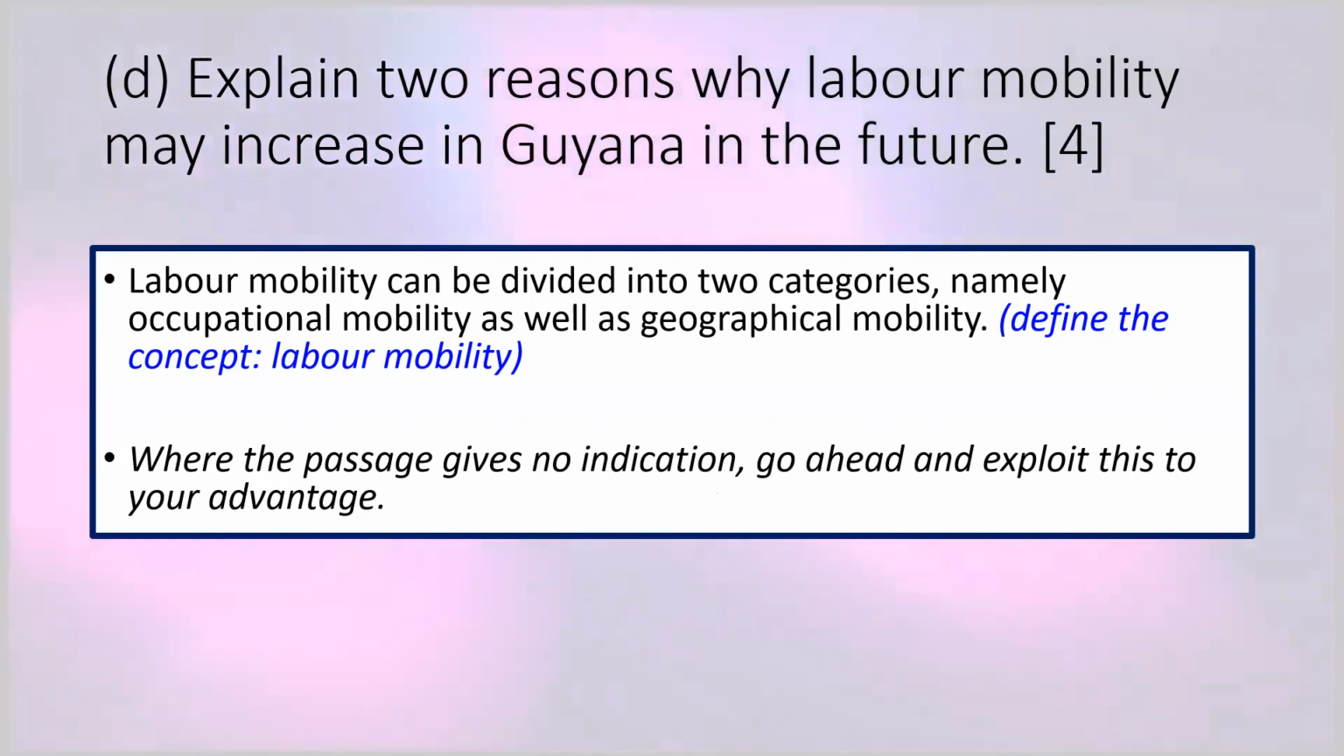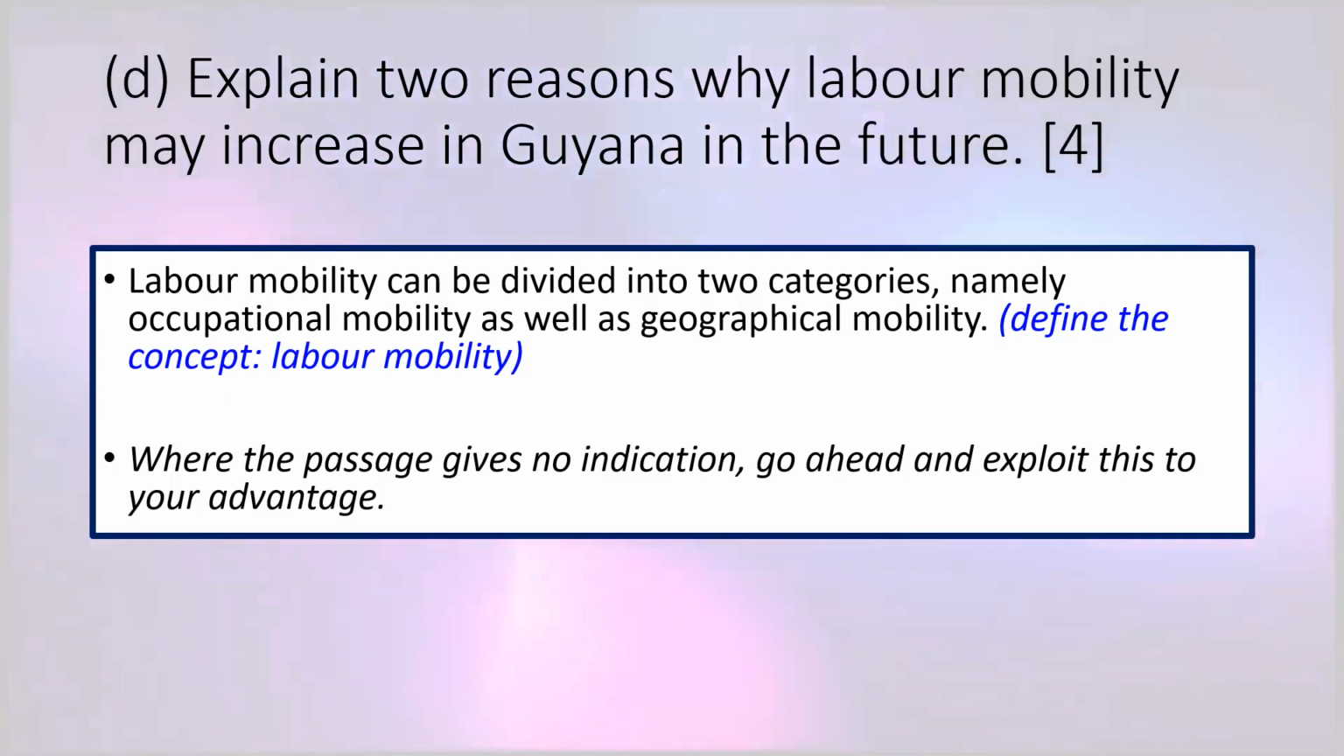So what you're doing now, if you see what I've written in blue, and remember, I've always told you all, where there's a concept, you define. What you have done now is you have defined the concept. Labor mobility, what is it? We can explain it by dividing into two categories. So where the question gives you no indication, go ahead and exploit this to your advantage. So speak about the concept because they didn't tell you. They have given you the window of opportunity to talk.